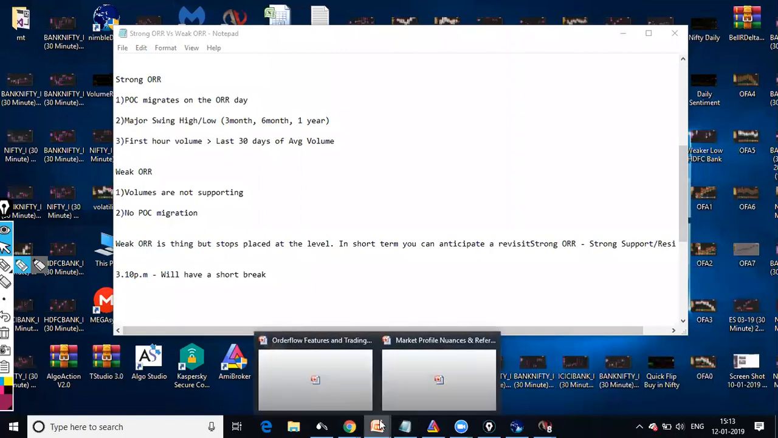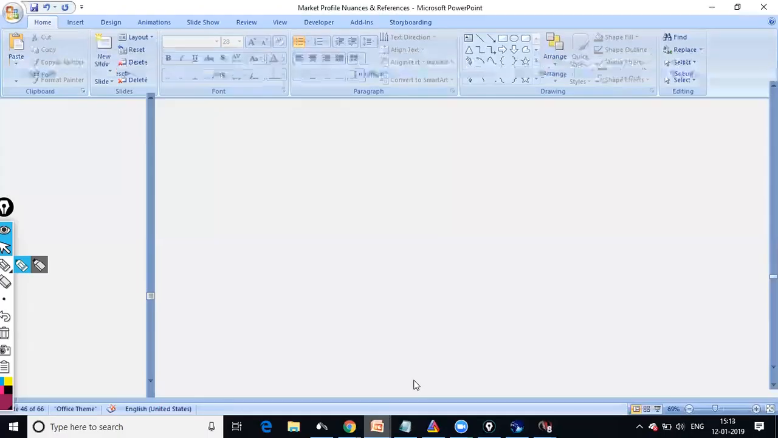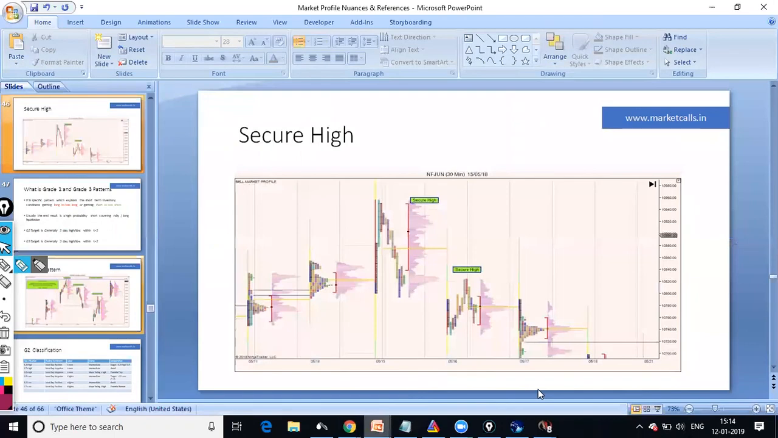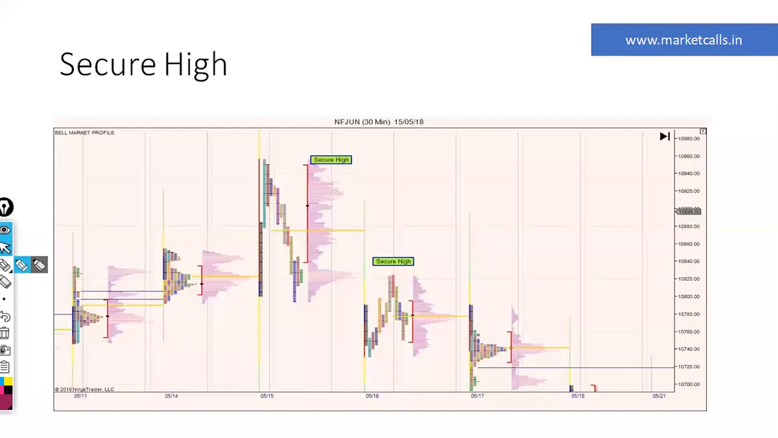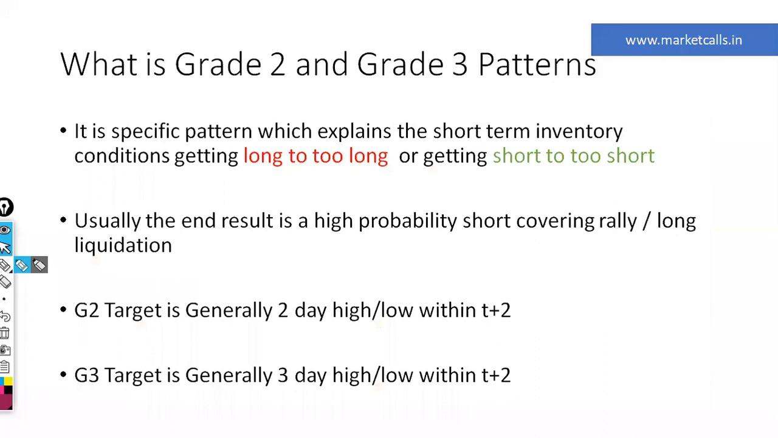Okay, here comes one of my favorite concepts in market profile. We'll call that the G2 and G3 patterns. These are very simple price action patterns. It's kind of a cheating pattern, which also helps you understand whether the market is getting long to too long or short to too short, which is a secure high, which is not a secure high.